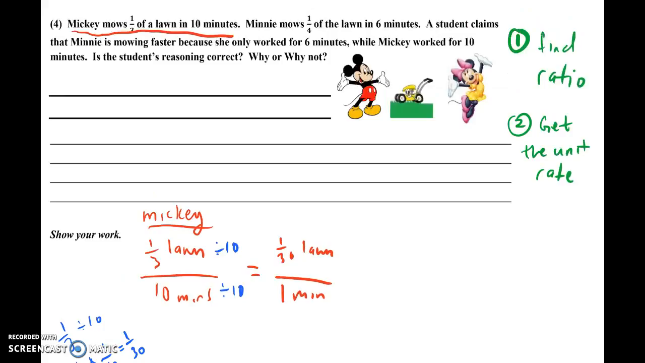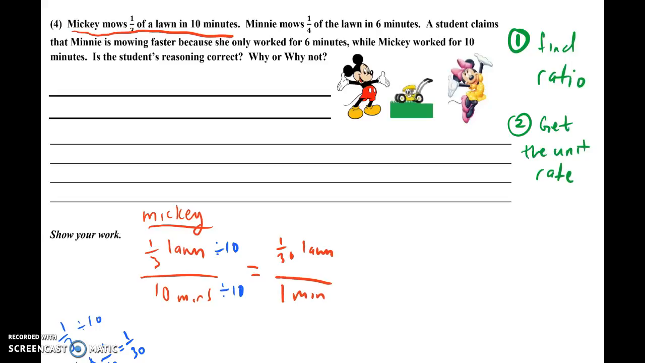So looking at the next part of the question, it says, Minnie mows 1/4 of a lawn in 6 minutes. Once again, we still don't have enough information because she's doing that in 6 minutes. Mickey's doing this in 10 minutes, and we found out that he's really doing this in 1 minute by finding the unit rate. Now, we still can't compare because it's not the same amount of time. So let's find the unit rate for Minnie.